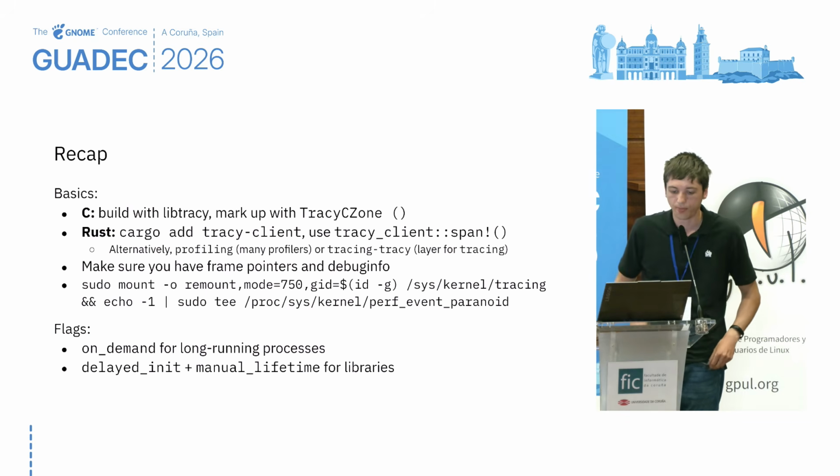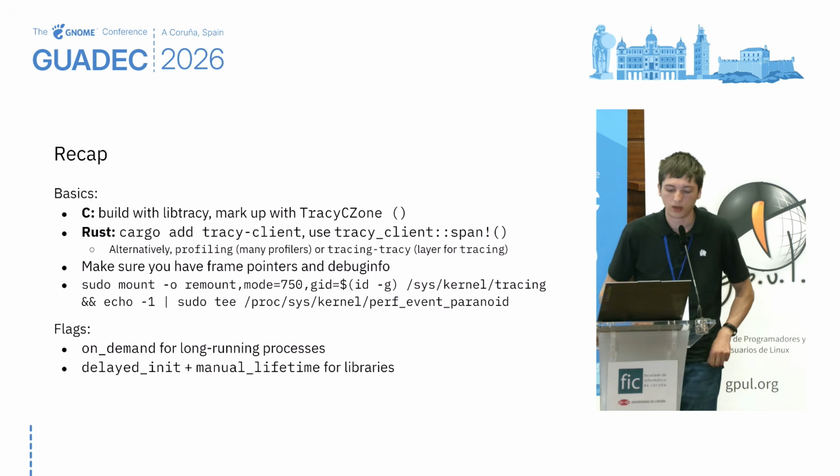So as a recap, for C, build with libtracy, mark up with Tracy CZone and other functions, see the Tracy manual. For using Tracy client, make sure you have frame pointers and debug info for good stack traces. Thankfully, modern distributions are building with frame pointers by default. It is very helpful. If you have broken stack traces, most likely you don't have frame pointers.